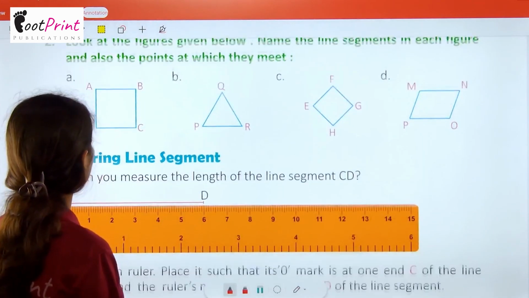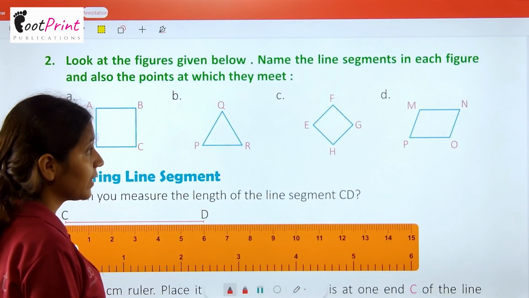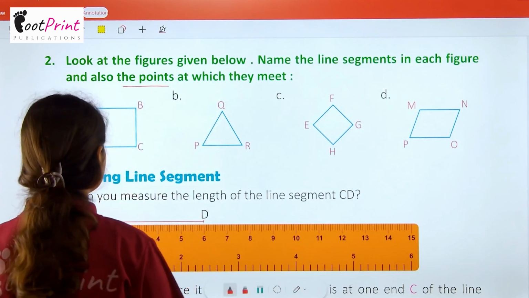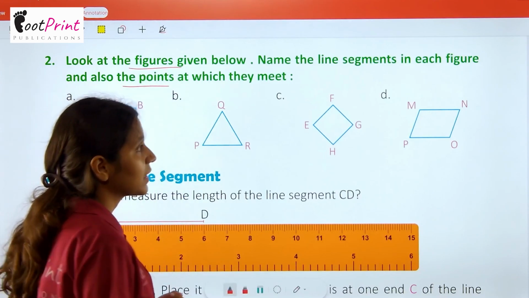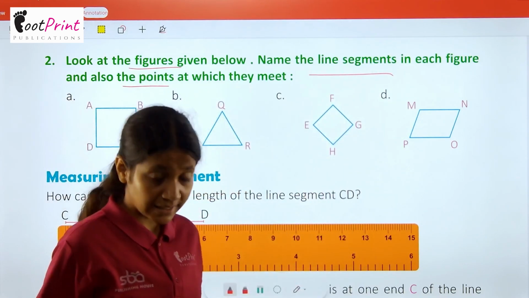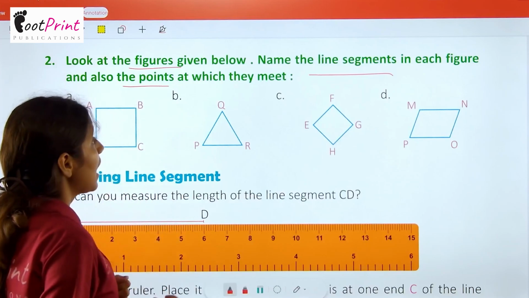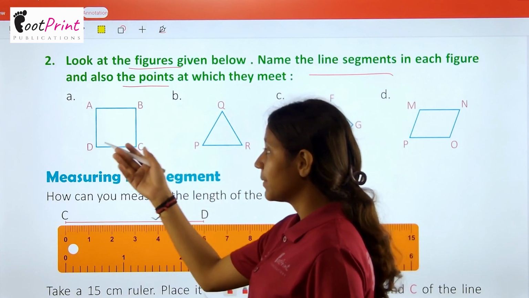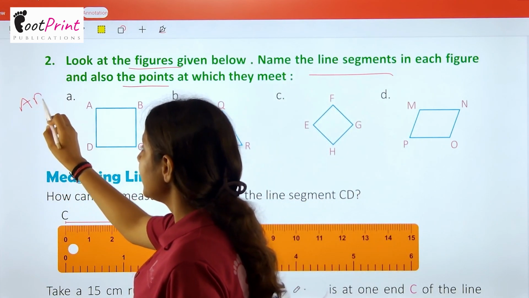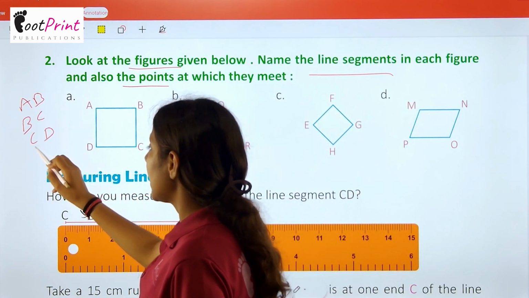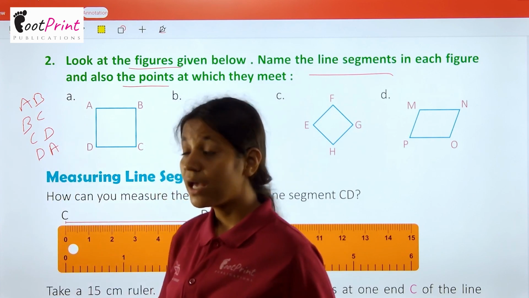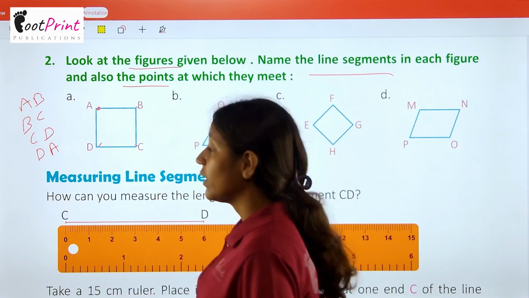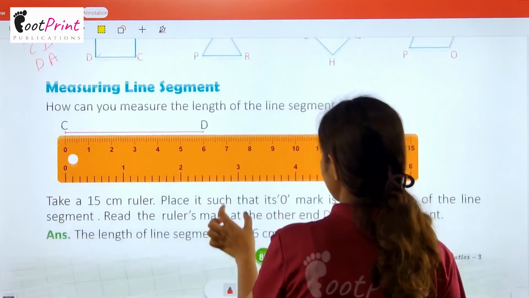Now question number 2: look at the figures given below, name the line segments in each figure and also the points at which they meet. So यहाँ पे हमें क्या करना है? हमें figures को देखने के बाद वो जिन line segment से बनी हैं उनके name लिखने हैं and then हमें उनके point बताने हैं जहाँ पे वो meet करते हैं. For example, this is the picture. Here we have AB, then BC, then CD and DA, or we can say AD. And the meeting points are A, B, C and D, where two edges are meeting, two line segments are meeting.